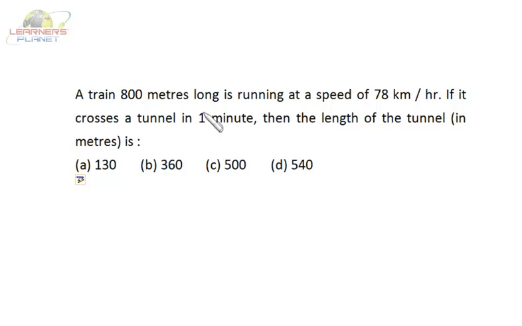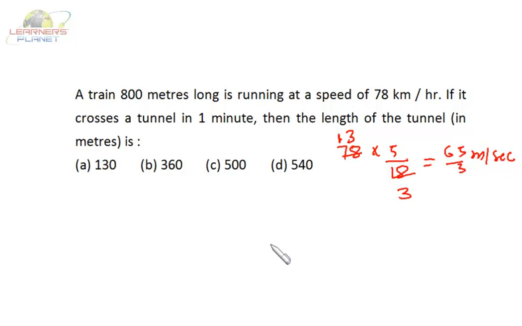A train 800 meters long is running at a speed of 78 kilometers per hour. If it crosses a tunnel in 1 minute, then the length of the tunnel in meters is. Quite a similar case as the previous one. Now, in this case also we have to consider the length of the train as well as the tunnel. Okay, first of all, let's convert this kilometer per hour to meter per second. So it is 78 into 5 by 18. Okay, so it is 65 by 3 meters per second.